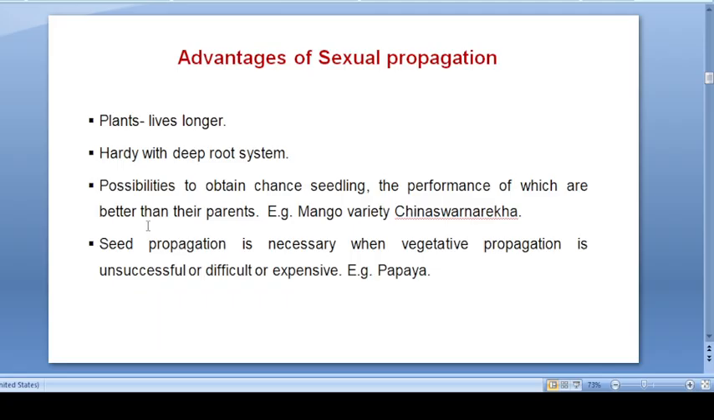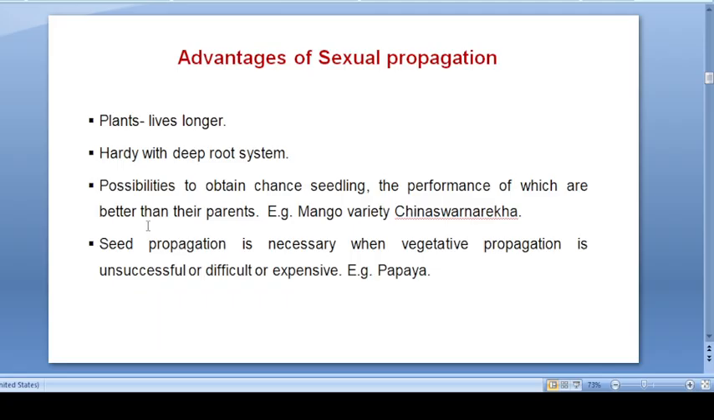So now you have an idea which are the horticulture crops in which we can follow seed propagation. Next we will see the advantages of this seed propagation. Normally, this is the oldest method, I already mentioned. Whatever plants we propagate through seeds will live longer, or the lifespan of the seed propagated plants will be more. That is one advantage.